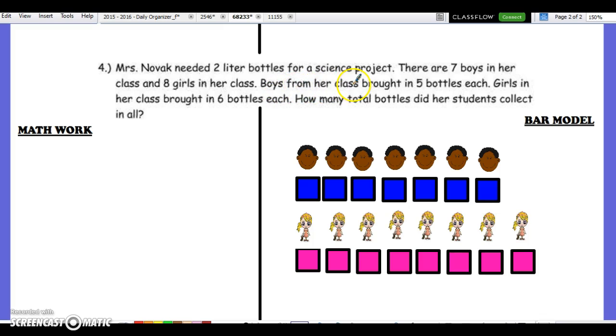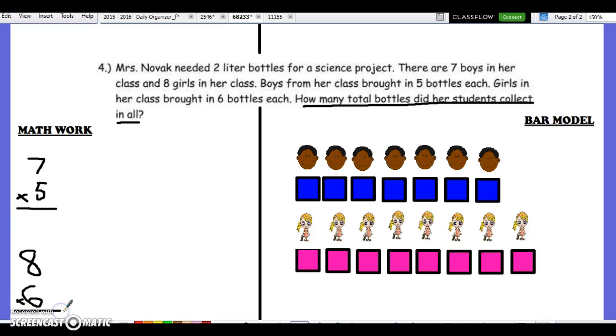If the boys from her class each brought in 5 bottles, and the girls in her class each brought in 6 bottles, how many total bottles did her students collect in all? Well, in order to do this, I'm overall going to have the 7 boys in her class and the 8 girls in her class, and eventually multiply the 7 by however many each boy brought in, which is 5. And for the girls, the 8, they each brought in 6.